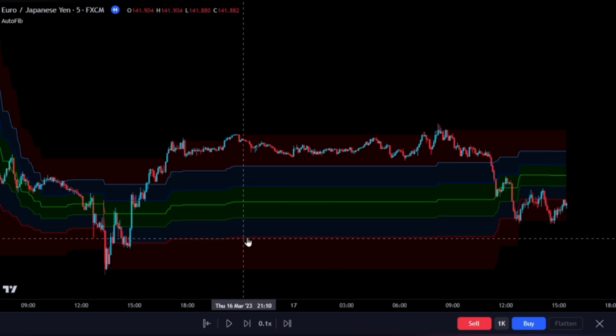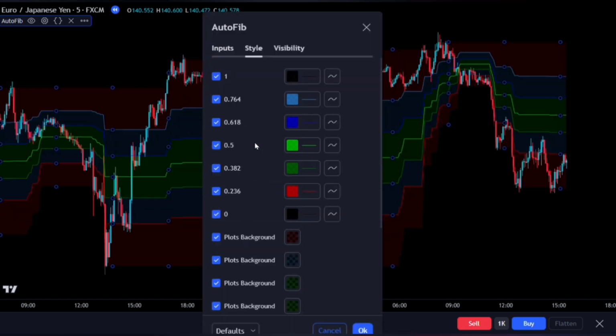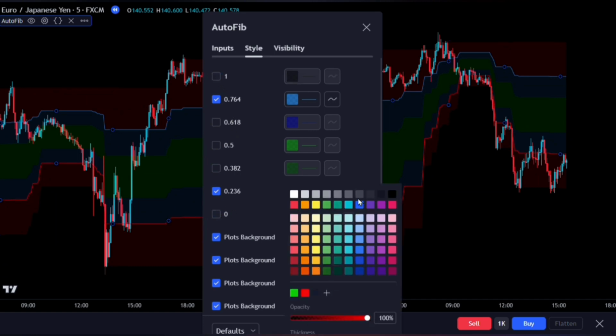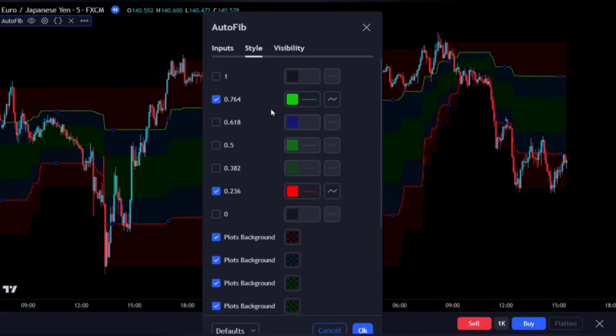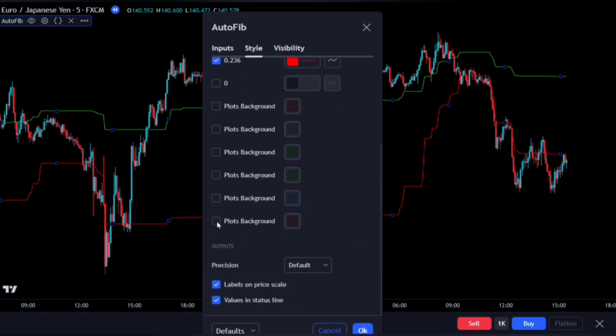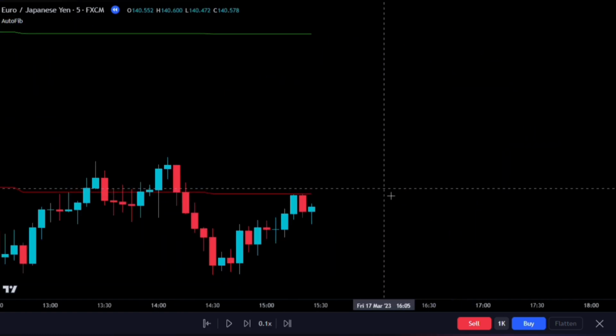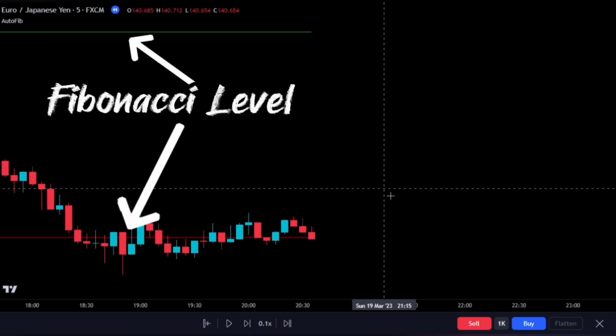So, we're gonna open up the settings and change the fib length to 200 since we're on the 5-minute time frame. We'll also uncheck the 3 middle fib levels with these levels as well. Increase the brightness of the levels and uncheck other plot backgrounds. These levels of the Fibonacci are what we're gonna use to determine the trade entry for our trades.